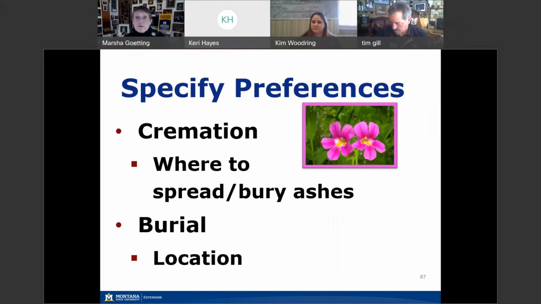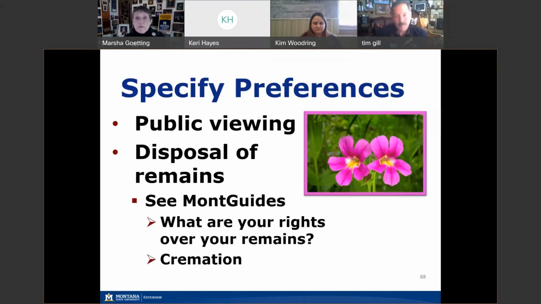There are folks out there that have very strong feelings about whether or not they're going to be cremated or whether or not they're going to be buried. And we even have a Montana guide on cremation, and it tells you what the rules are as far as the state goes, and then also about when you want to scatter the ashes, what things are legal and technically not legal with that. And then even public viewing. Some people don't like that kind of thing.